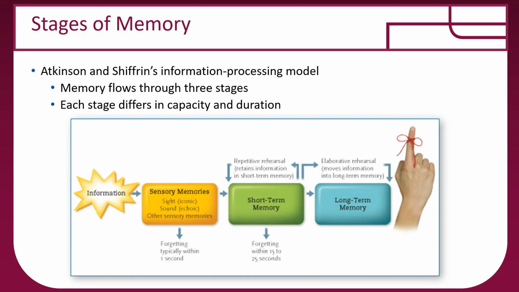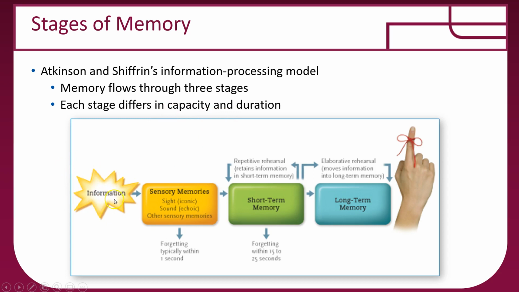All right, so stages of memory, as I said, there are different theories. Nobody has the exact answer, but there are different theories as to how memory works. So we're going to look at the information processing model first of all. And this is that memory flows through different stages, and each stage differs in capacity and duration.